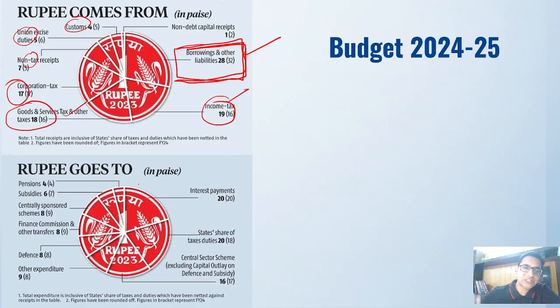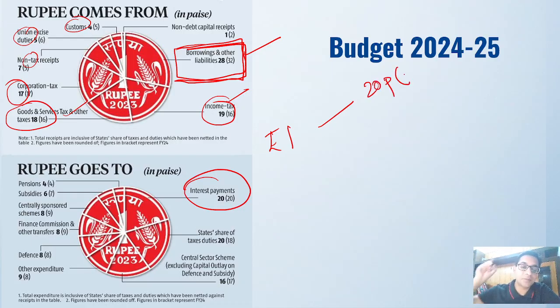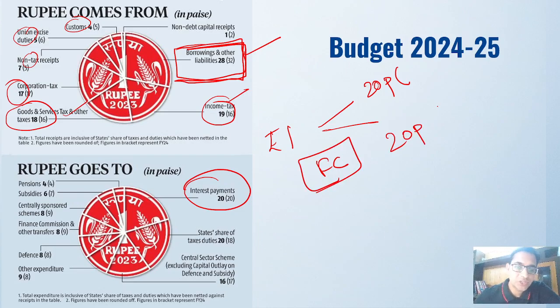Then where do the rupees go? Maximum rupees go to which place? Your interest payment. If you have 1 rupee, 20 paise will go only to interest payment because of the borrowing that you have done. Then state share, as the Finance Commission provides, like how much money you have to share with the states. So 20 paise additionally you have to share with the state governments. Then central sector schemes 16 paise, other defense 8, pension 4, subsidies, centrally sponsored schemes, like that. So maximum money goes to interest payment and state share.